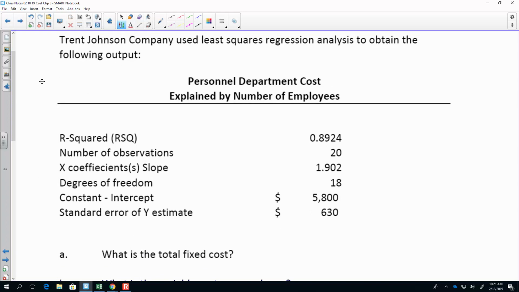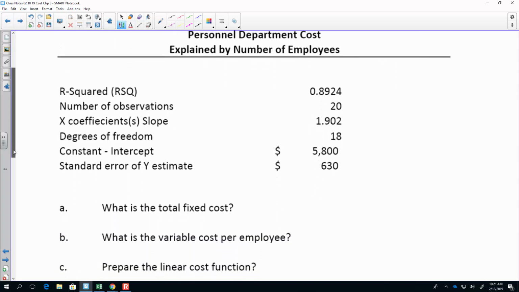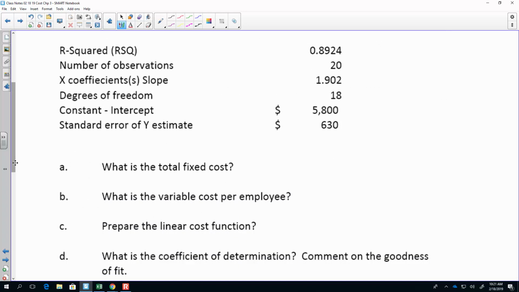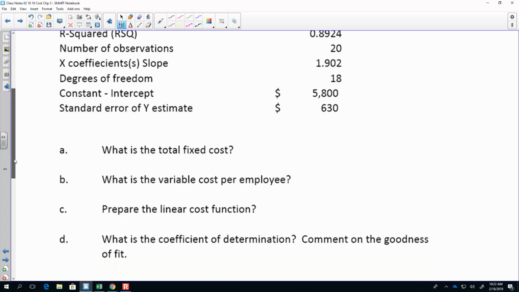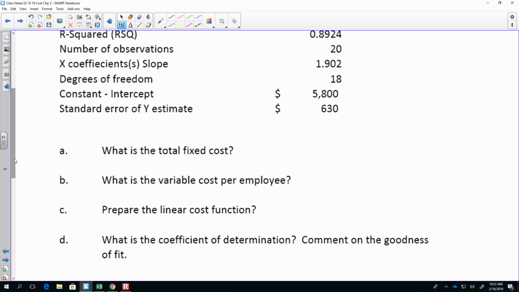On the test, I also could give you this. This is in your packet, please. A series of numbers with titles attached to them: R squared, number of observations, X coefficients, degrees of freedom. They're just statistical computations, standard error. Of these numbers, of the 6 numbers, which one is the total fixed cost?